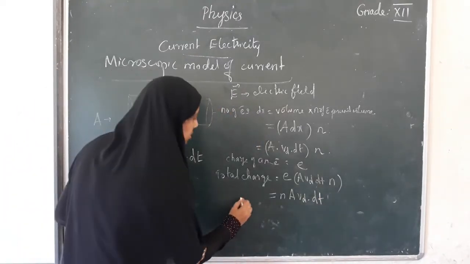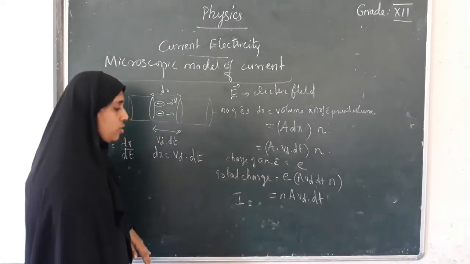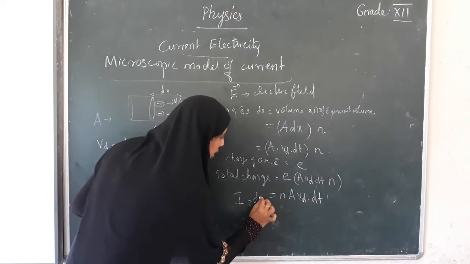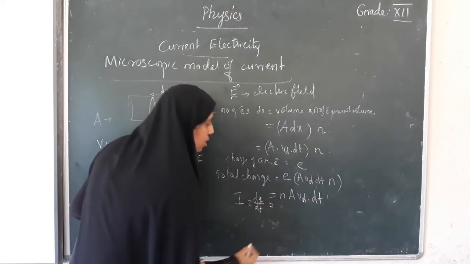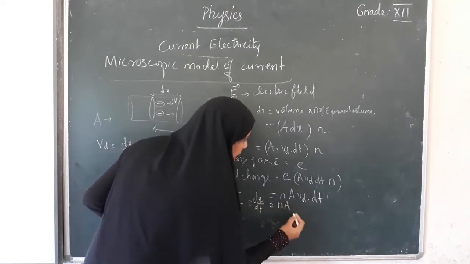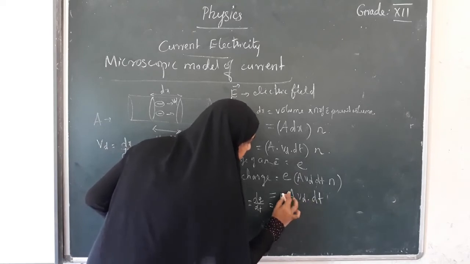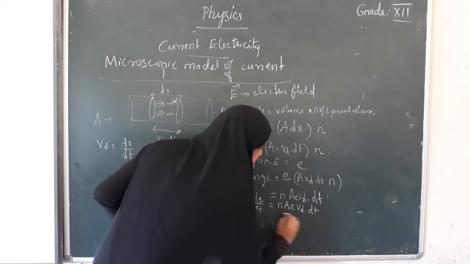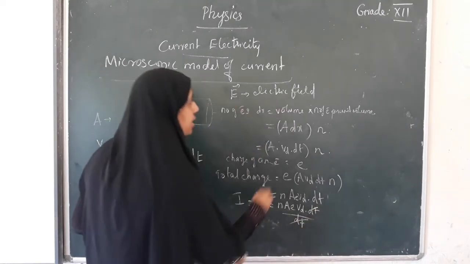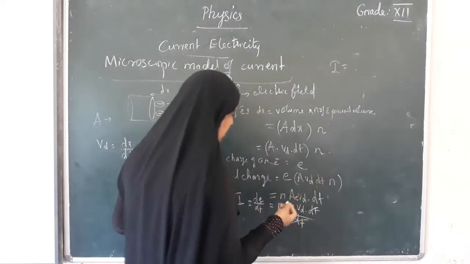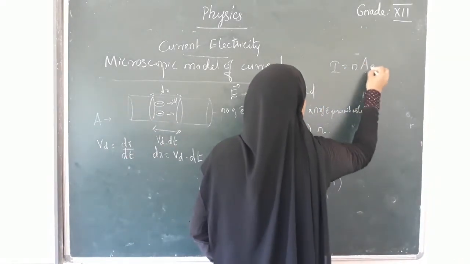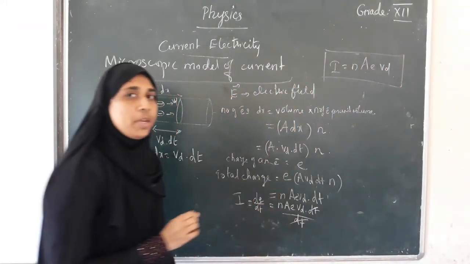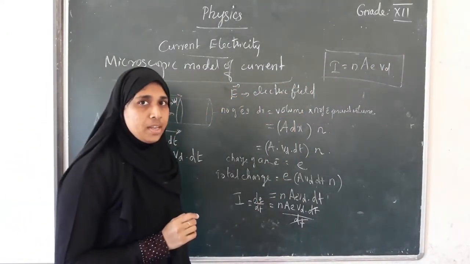Now, what is the current? Current is equal to the rate of flow of charges, that means dq by dt. So, we can write n A e Vd into dt by dt. So, dt gets cancelled. What we will get? I is equal to n A e Vd. So, this is the microscopic model of current.